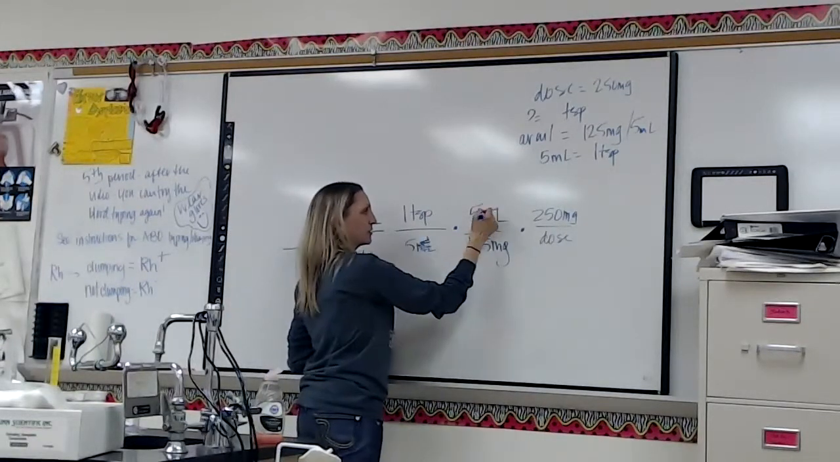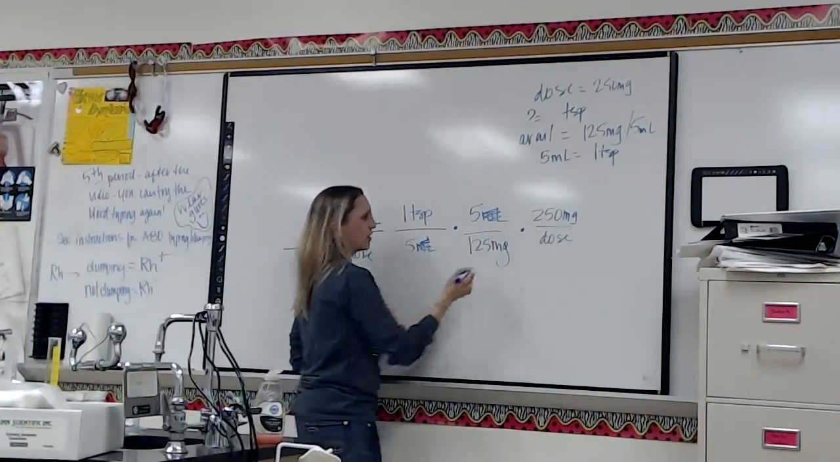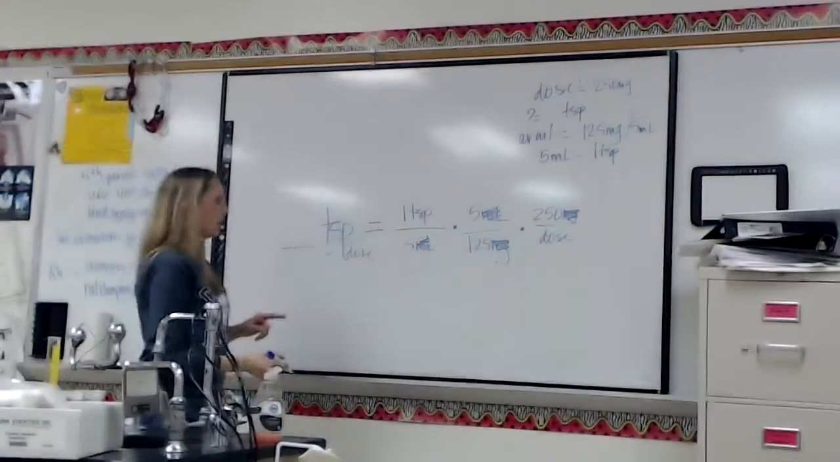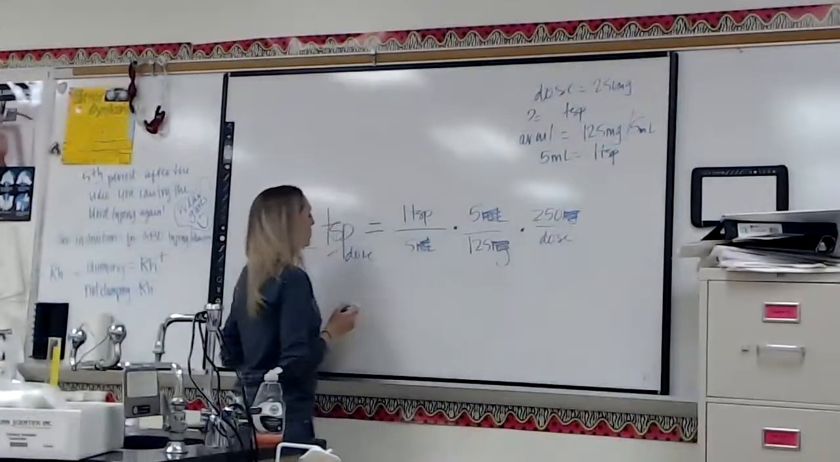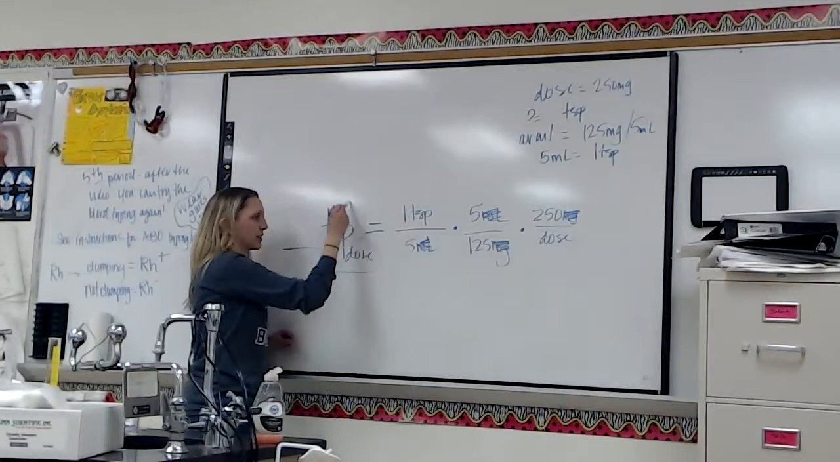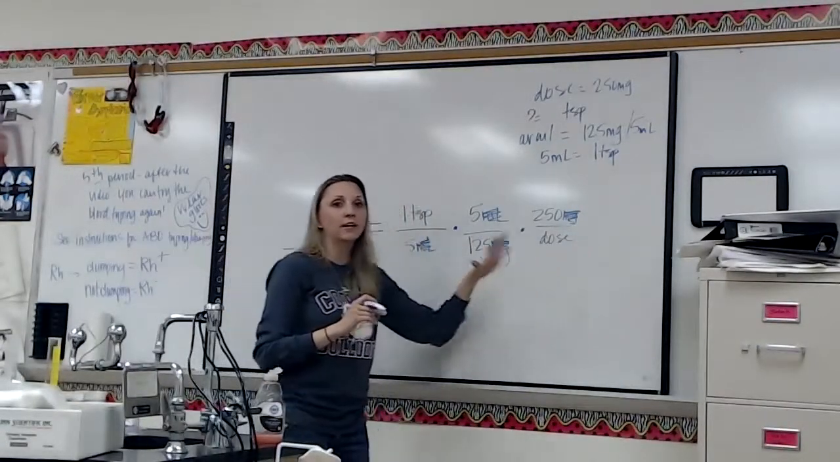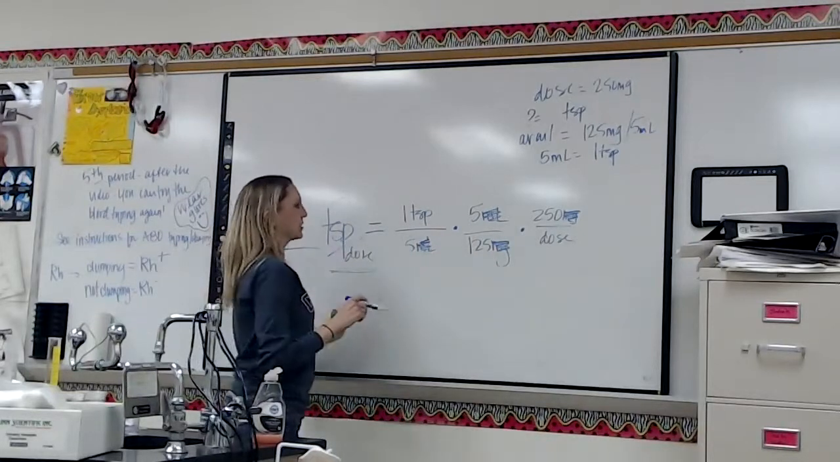So milliliters and milliliters, I can cross that out. Milligrams and milligrams, I can cross that out. Now I just end up with teaspoons per dose, and that's the answer that I want to have. So then you can just multiply and divide straight across like any other fraction.